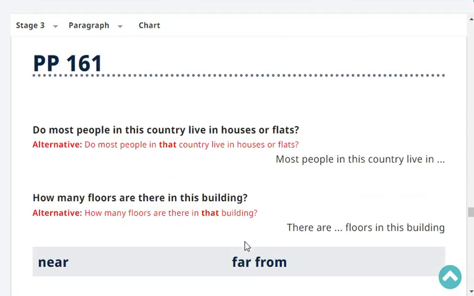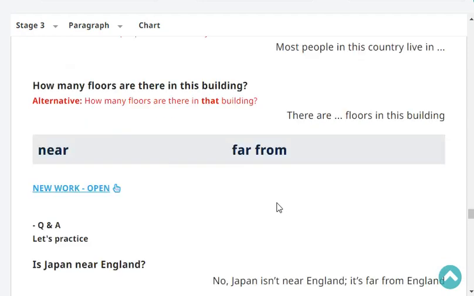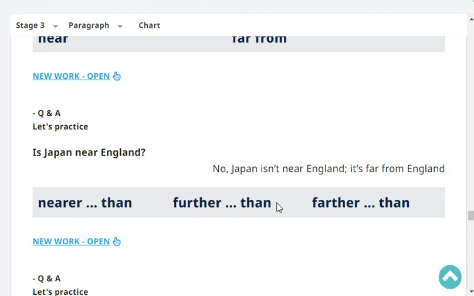Okay, so do most people in your country live in houses or flats? Most people in my country live in houses. Very good. How many floors are there in your building? There are 5 floors in my building. Very good.